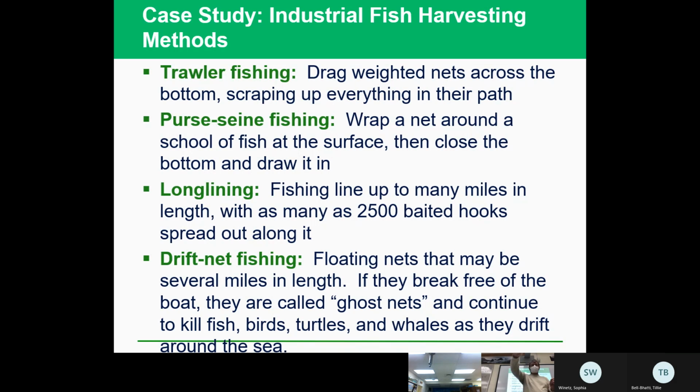So the boat circles around the school, dropping this net as it goes, but the bottom of the net has a wire that they can pull up, and therefore it closes the net underneath the school of fish. It closes from underneath, and then they pull it up.